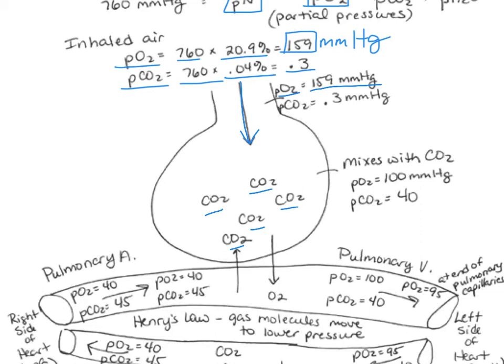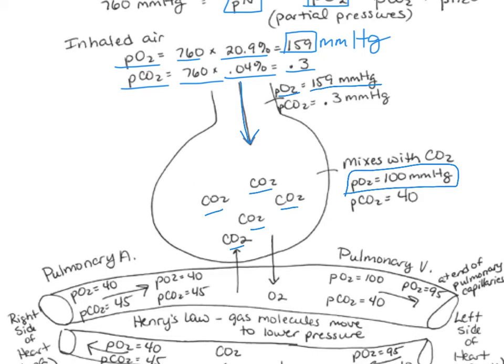So when it mixes with the other gases, the partial pressure is going to drop. The partial pressure of oxygen in the alveolus is going to drop to 100 millimeters of mercury. Okay? Just because it's mixing with all those other carbon dioxide molecules.